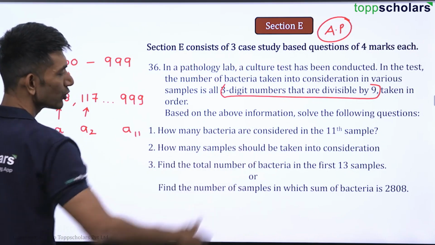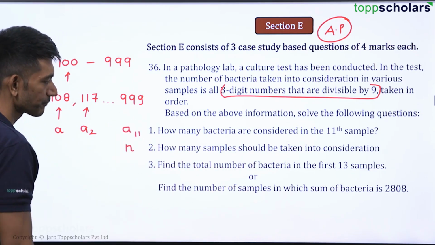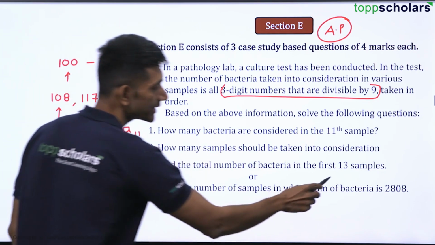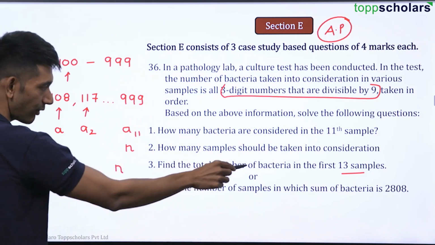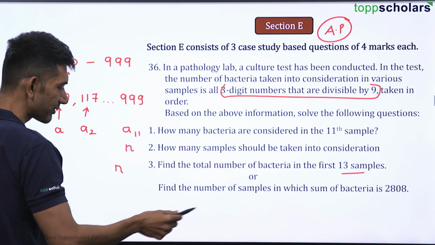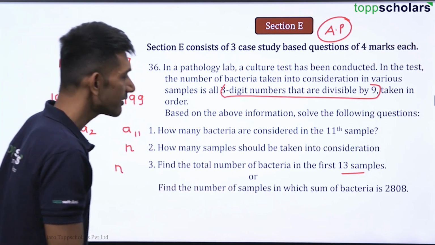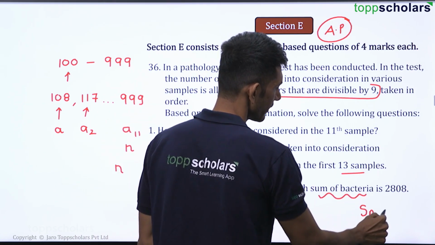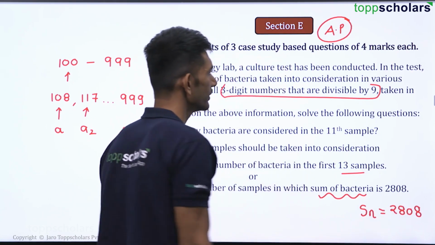How many samples should be taken? In such questions, we are supposed to find out N. Find the total number of bacteria in the first 13 samples. So here also we are supposed to find out N for the first 13 samples. Or the next question is, find the number of samples in which the sum of the bacteria, that means Sn, is given, correct? I hope you are understanding the gist of the question. Now we will see the solution.